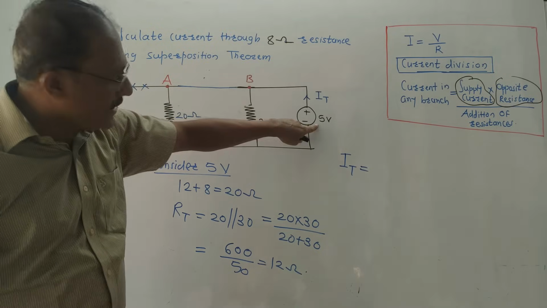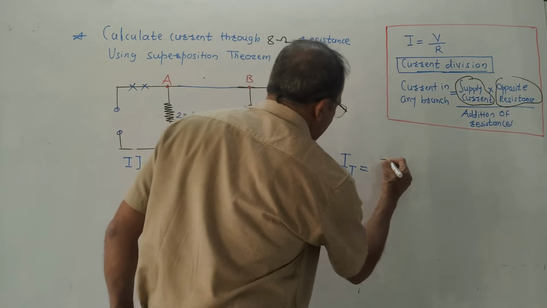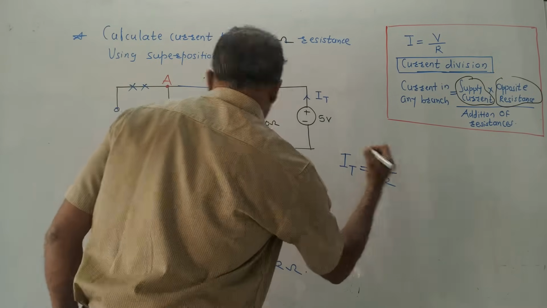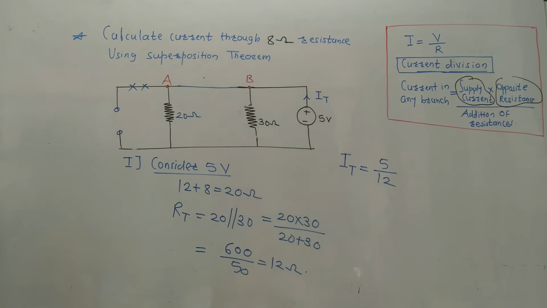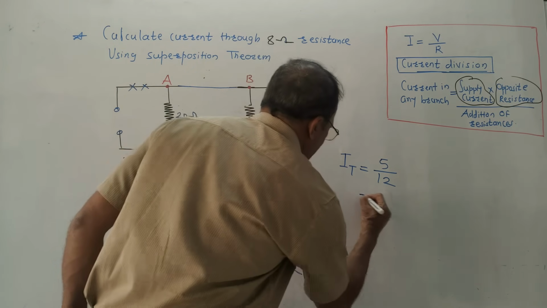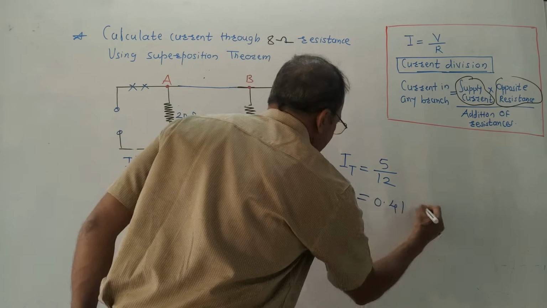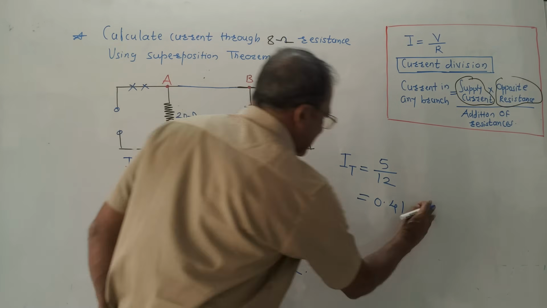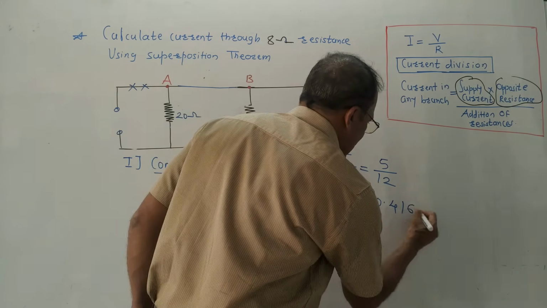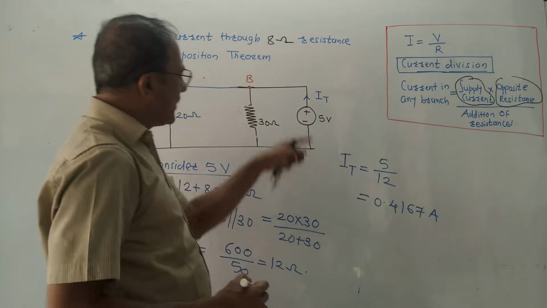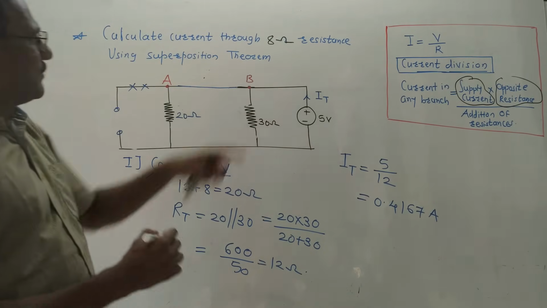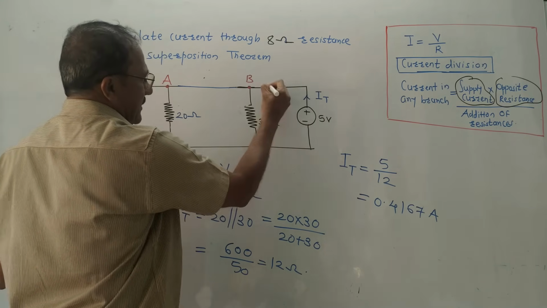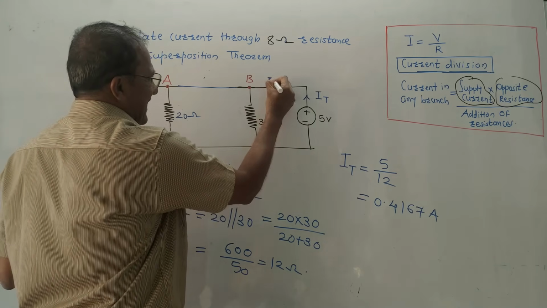What is the available voltage source? 5 volt. So I will write it as 5 divided by, what is the total resistance? That is 12. So 5 by 12 will give you the value of total current, that is 0.41 amperes. To be more precise, it is 0.4167 amperes, the total current coming out from the 5 volt source. Now see, this total current is same as this branch current. That means this current is again IT.